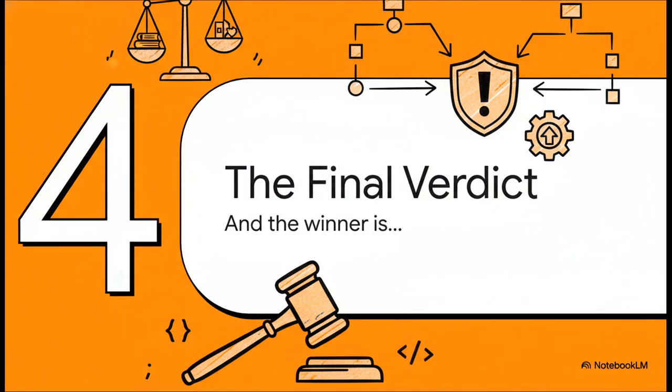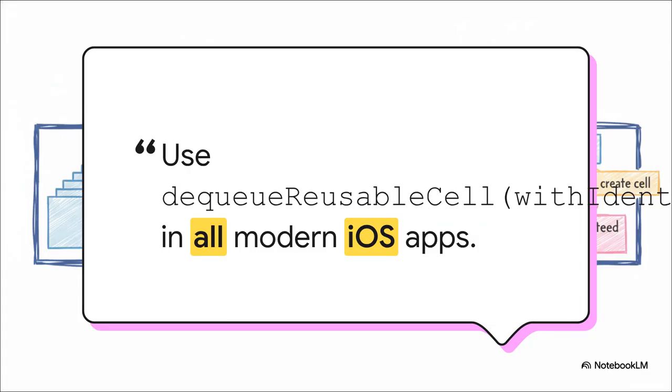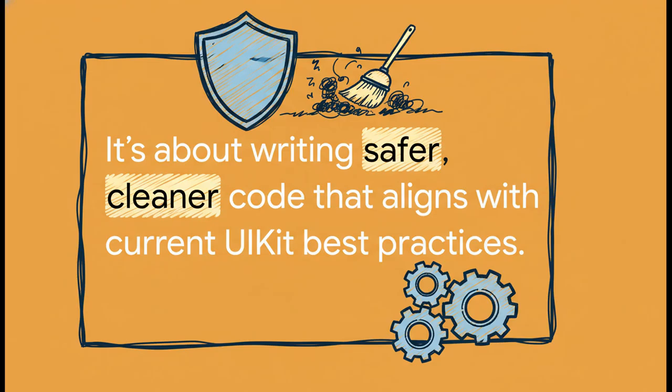So after all that, after weighing all the evidence, the final verdict is, well, it's pretty clear and simple. This is really the one thing you need to burn into your memory. Unless you are digging around in a project that's like a decade old, you should always be using the version with the forIndexPath parameter. No excuses, no exceptions.